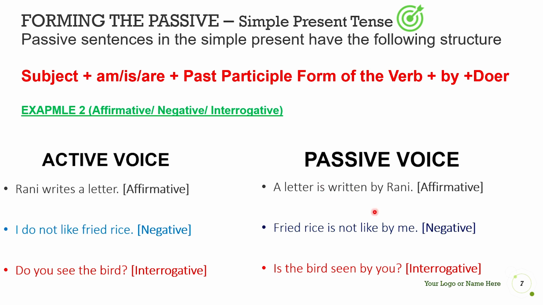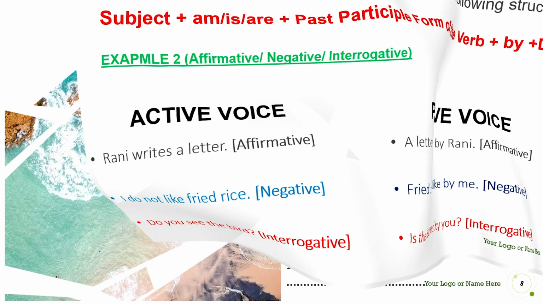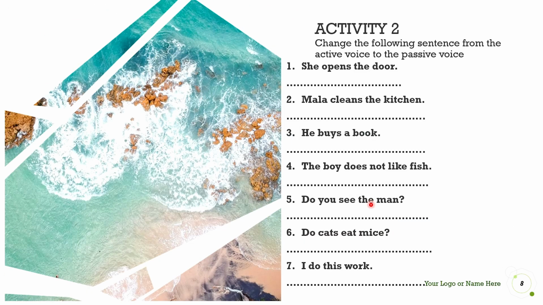Here's the example of the negative sentence. The negative sentence is formed by placing not before the past participle of the verb. This is the example of the interrogative form of passive voice. Do you see the bird? Interrogative form of active voice. Is the bird seen by you? Interrogative form of passive voice. Study the examples carefully and do the activities.